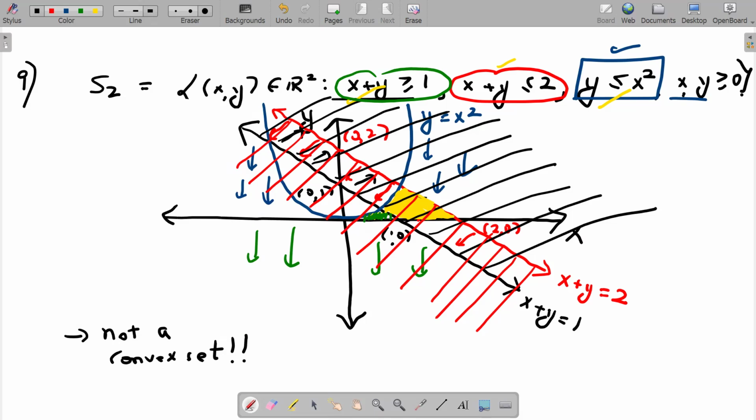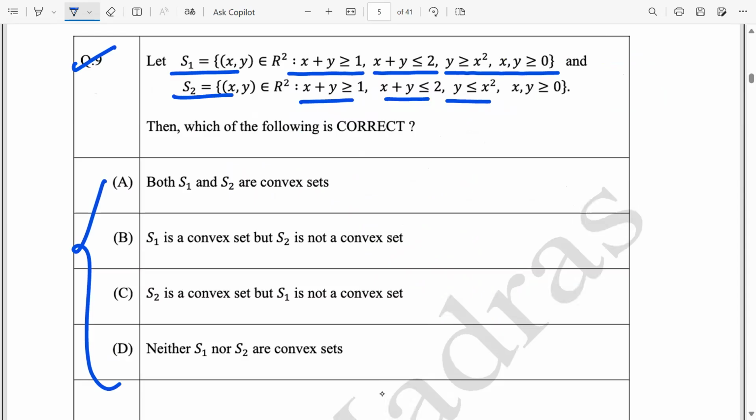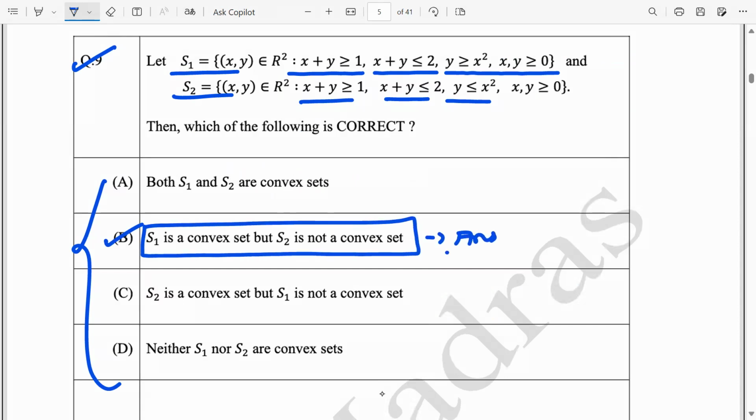Because it's not a closed area. In the previous S1 graph, the area was pretty much closed, so that was convex. Here the area is a bit open, especially at the green portion, which makes it not a convex set. So my answer is that S1 is a convex set, but S2 is not a convex set. Option B is my answer.